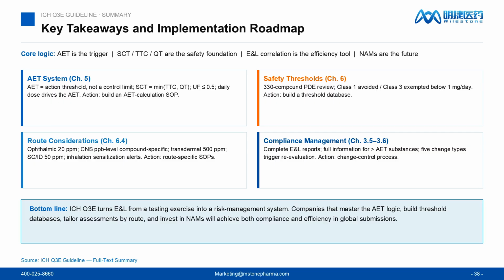The AET is the trigger, a smoke detector, calibrated per product, that ensures nothing escapes attention without criminalizing every finding. The SCT, TTC, and QD are the safety foundation, thresholds derived from 330 real compounds, so that safety decisions rest on evidence, not fear. The E&L correlation is the efficiency tool.